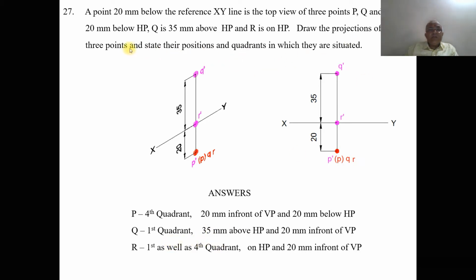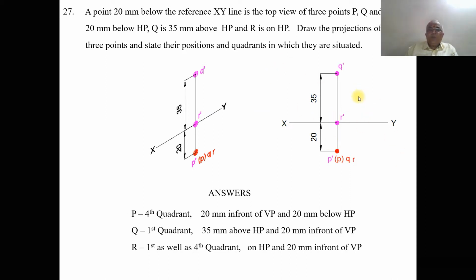Then you have to give the positions. Since P is in the 4th quadrant, it is 20 mm in front of VP and 20 mm below HP. And capital Q is 35 mm above HP and 20 mm in front of VP because it is in the 1st quadrant. And capital R, in the 1st as well as the 4th quadrant, is on HP and 20 mm in front of VP. So this is how we can analyze this problem.